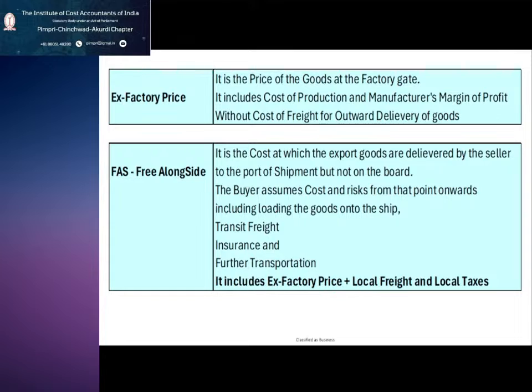The buyer assumes the cost and the risk from that point onwards, including loading the goods onto the ship, plus transit freight and insurance, further transportation. This all we call as free alongside. That is ex-factory price, local freight and the local taxes. So all these prices and costs we call free alongside.